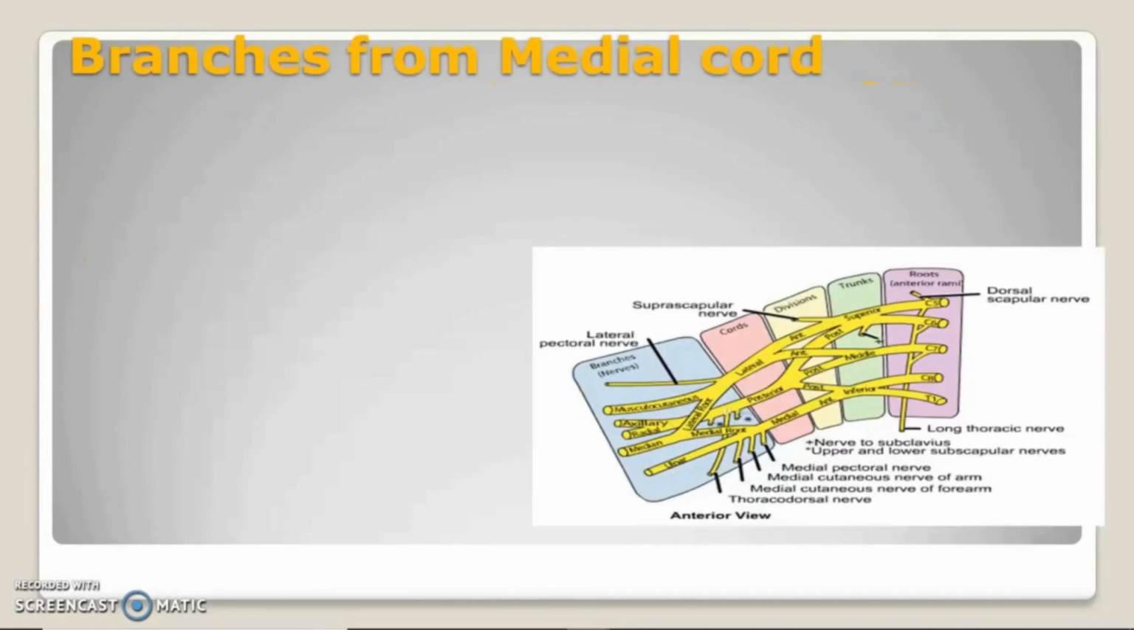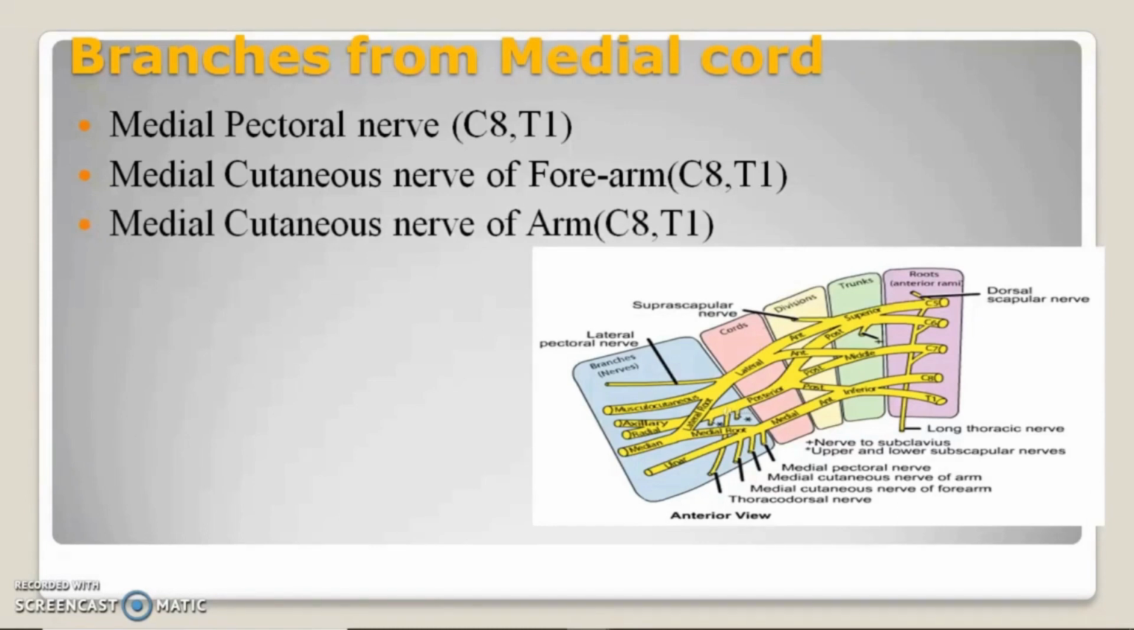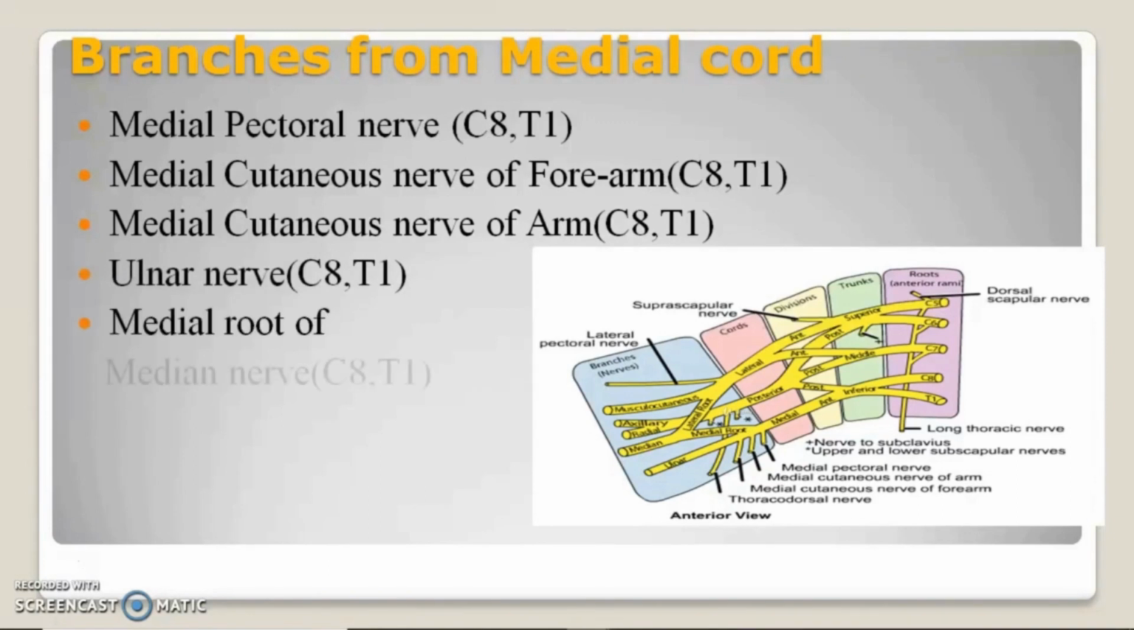Now we will move on to medial cord branches. You remember the medial cord with the mnemonic 4M and 1U. Altogether there are 5 branches coming from the medial cord. One is medial pectoral nerve carrying C8 and T1 fibers. Then medial cutaneous nerve of forearm, carrying C8 and T1 fibers. Then medial cutaneous nerve of arm, again carrying C8 and T1 fibers. Then ulnar nerve, which has C8 and T1 fibers, and then medial root of median nerve, again carrying C8 and T1.